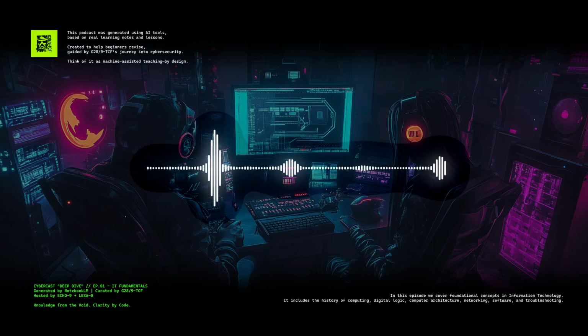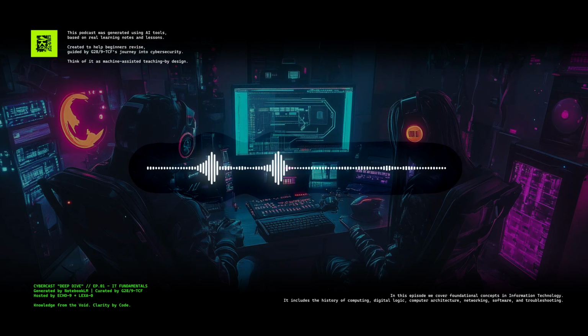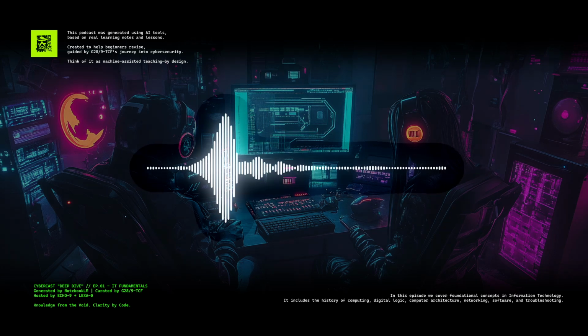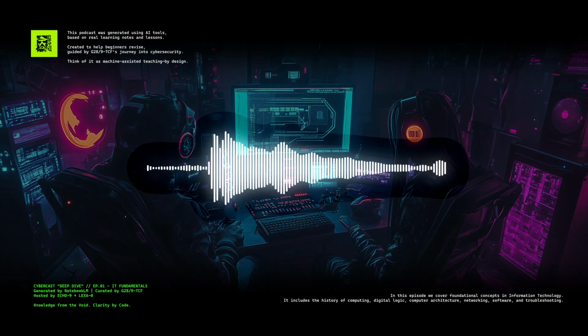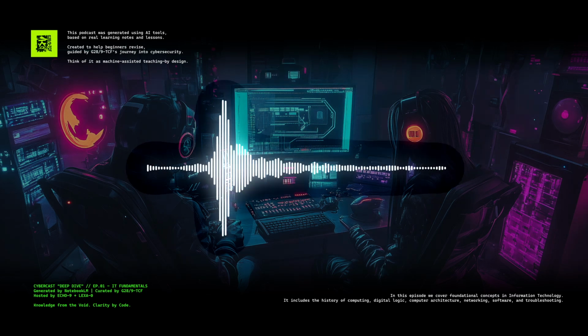So coding, scripting, programming, all related. Yeah, basically writing instructions. Coding is general. Scripting often uses those interpreted languages for automation or simpler tasks. Programming can imply more complex application development.